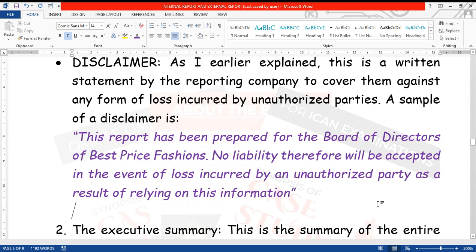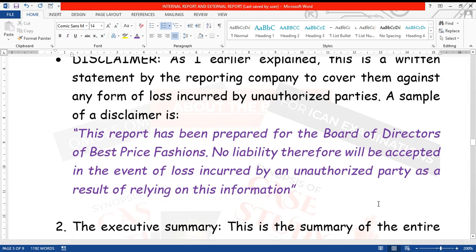So that's why it's very, very necessary that you put a disclaimer in your external report, because it's going outside the company. You have no control. You cannot tell Best Price Fashions not to give it to anybody; it's only the board of directors. It's their report. Most likely they must have paid your company for it, so they have every right to put it anywhere, probably publish it, and do whatever they want with the report. But to cover yourself against liability, because you cannot control how they use that report, you have to put it there. So that's why a disclaimer is very, very important in an external report.